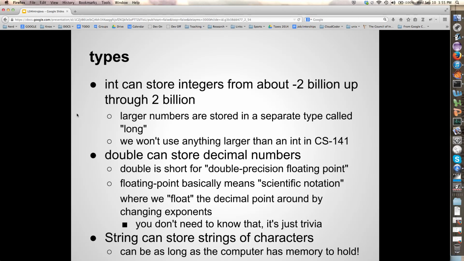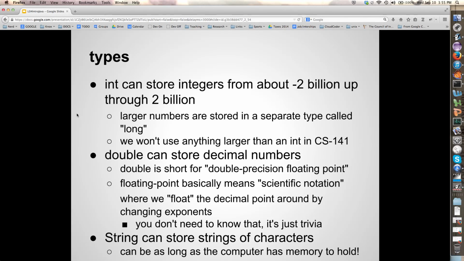A lot of students ask, what the heck does double mean? Double is actually short for double precision floating point number, as opposed to single precision floating point number, which is also a thing. Float basically means scientific notation. So if you think back to high school chemistry classes, 6.23 times 10 to the 27th, that's scientific notation.